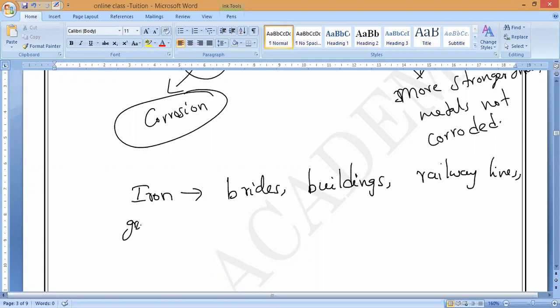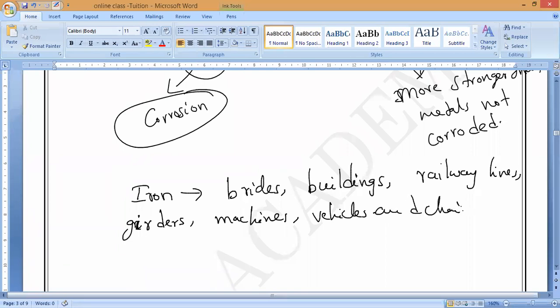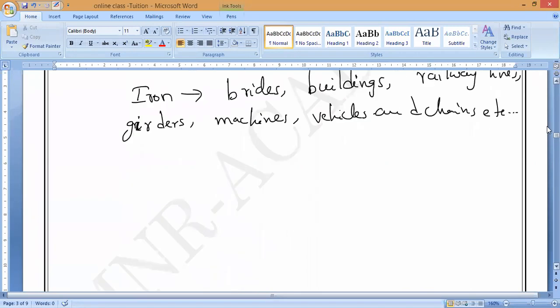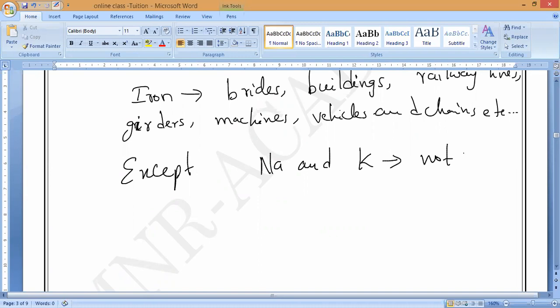So buildings, railway lines, girders, machines, vehicles and chains are all prepared with a strong metal, but in the form of an alloy. You should remember that. Except sodium and potassium, they are not strong.